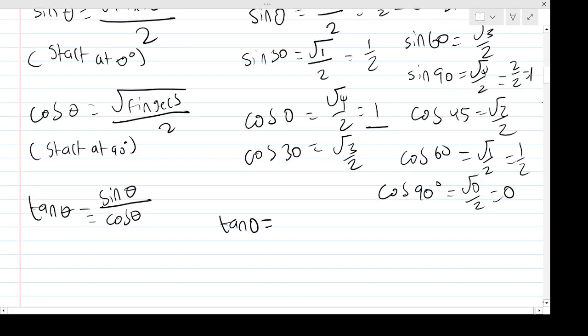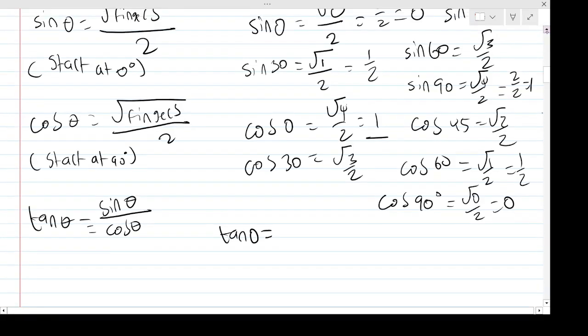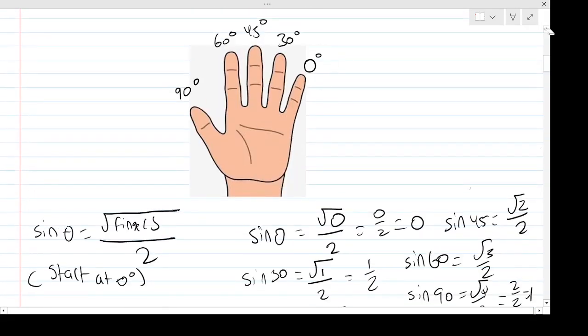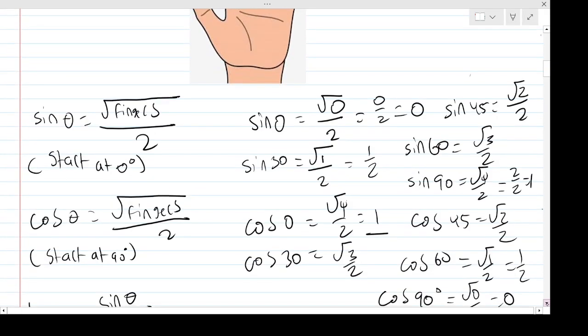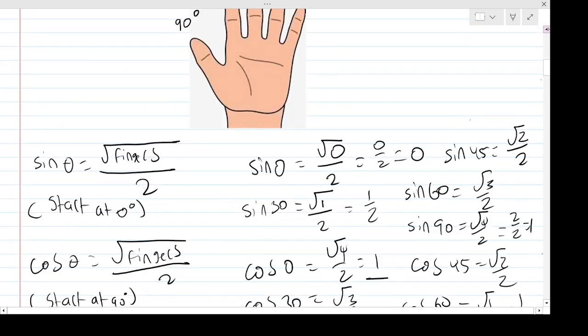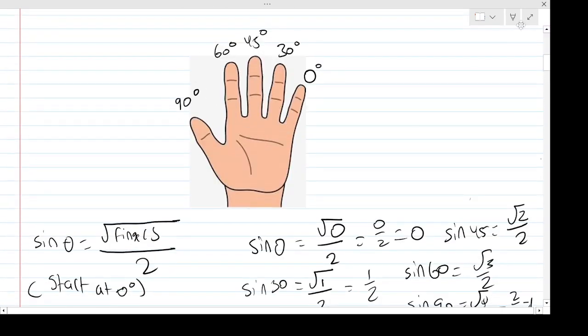Well, tan 0 is going to be sine 0 over cos 0. Well, for sine, we start at 0. So sine of 0 is just 0. So that'd be root 0 over 2, right? And then for the cos part, cos of 0, we have to start at 90 for cos, so we have to move 1, 2, 3, 4 fingers. So that'd be root 4 over 2.